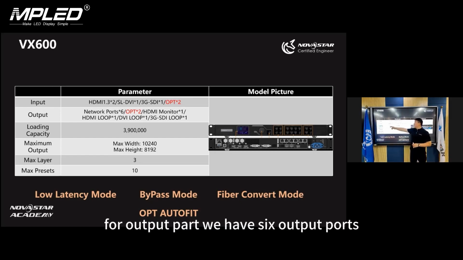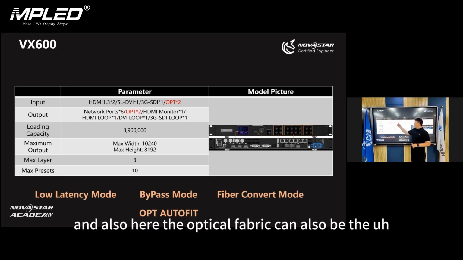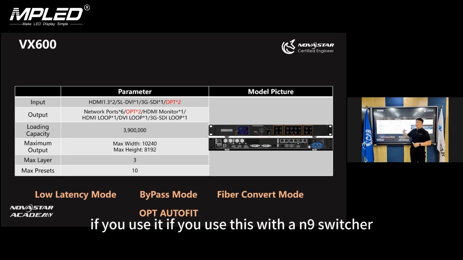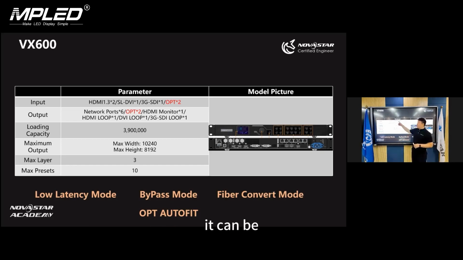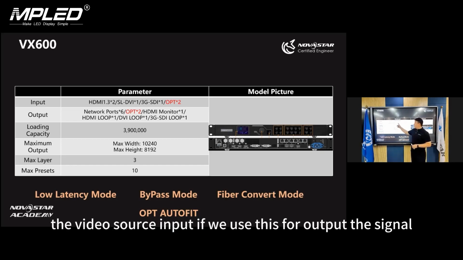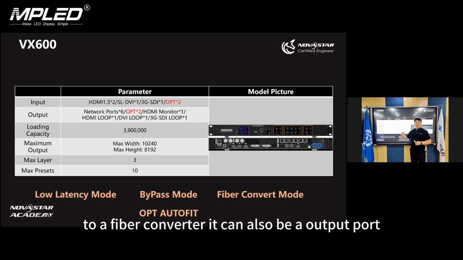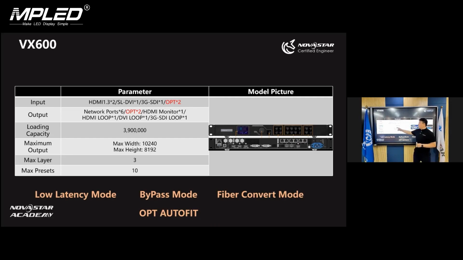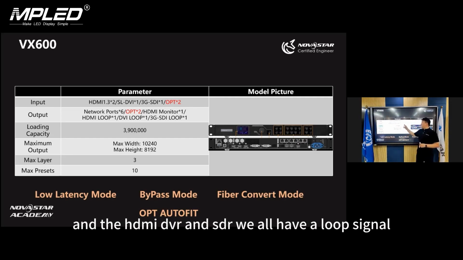For output part, we have 6 output ports. And also here, the optical fiber can also be the output. If you use this with an N9 switcher, it can be the video source input. If we use this for output the signal to a fiber converter, it can also be output ports. And also here we have a HDMI monitor, and the HDMI, DVI, and SDI, we all have a loop signal.